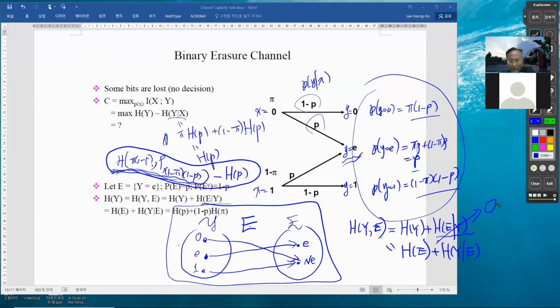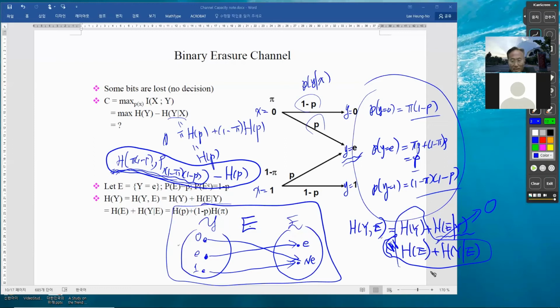This means that I can use the rest, which is H(Y) equal to H(E) plus H(Y|E). So I can use this relation, okay? H(Y) can be decomposed into H(E) plus H(Y|E). So I can use this information to derive further. So what is H(E)?